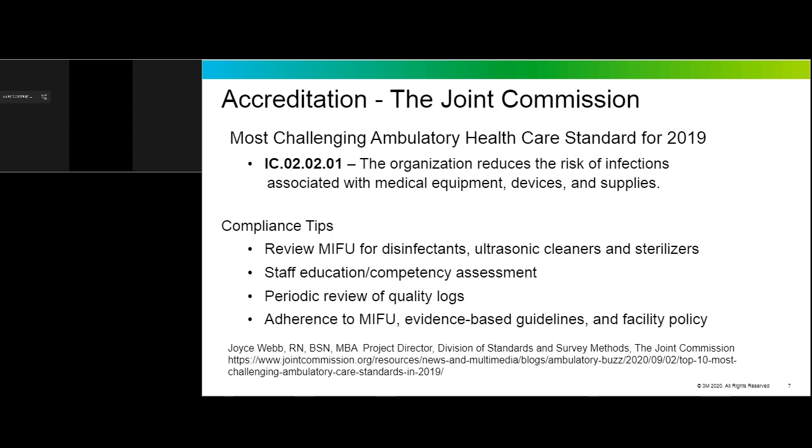Is anyone doing that on some frequency to monitor compliance? Another tip was to self-assess your process for adherence to those manufacturers' instructions for use, evidence-based guidelines, and your clinic's own policies. So the reference is at the bottom of the slide in case you want to dig in and read the entire blog post.